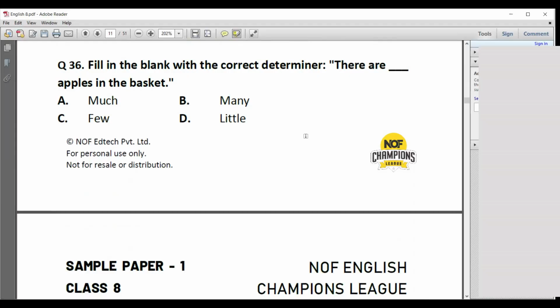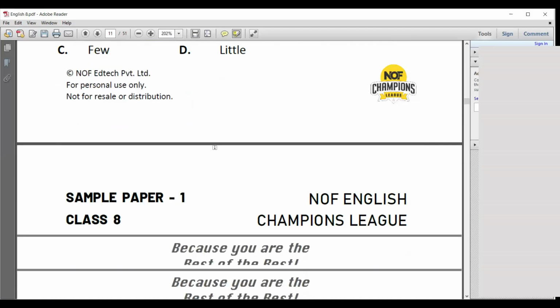Question 36. Fill in the blank with the correct determiner. There are dash apples in the basket. A. Much, B. Many, C. Few, D. Little. The correct option is option B. Many. Apples is a countable plural noun, hence the determiner many suits the sentence.